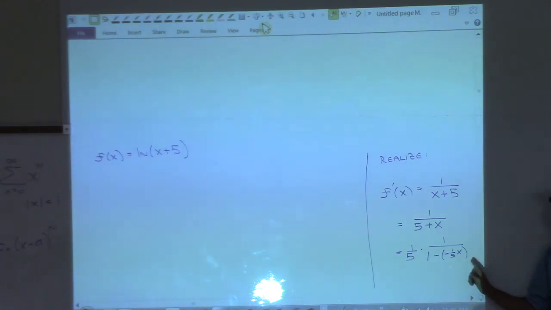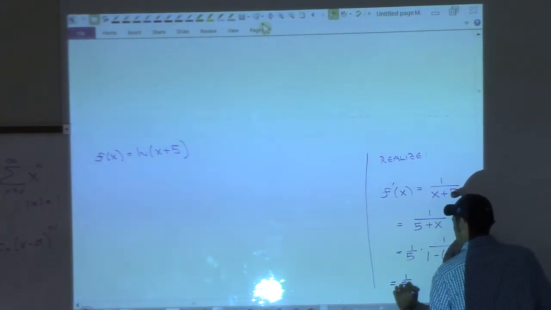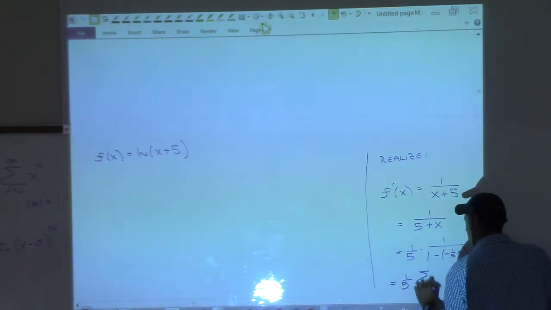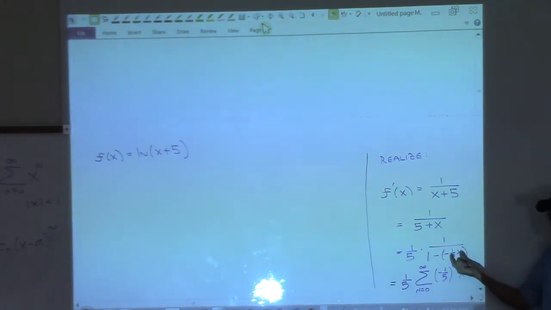Y'all agree? Can we get a power series for that? Yes. Let's see what that is. That would be 1/5 sum n equals 0 to infinity of negative 1/5 to the n x to the n. I went ahead and put the negative 1/5 x to the n, and then I split it already. When is this valid? This is only valid when the absolute value of x is less than 5. So I've already done this. I put that absolute value of that less than 1, and then I multiply both sides by 5, basically. Do y'all agree with this?